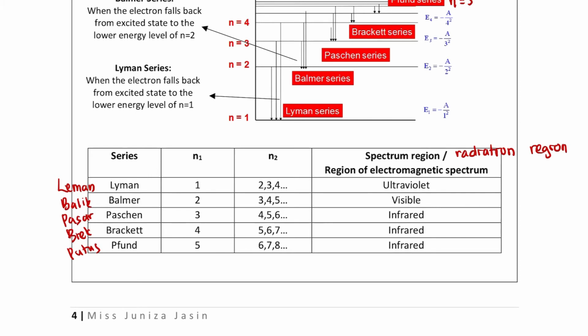Okay, and then how to memorize? Senang je. Saya hafal macam ni je. Lyman, UV. Okay, Balmer, visible. The rest, saya tak hafal dah. The rest, saya ingat IR. Okay, so maksudnya kamu hafal 2. Lepas tu yang lain tu kamu ingat, oh semua tu, yang lebih-lebih tu adalah infrared.